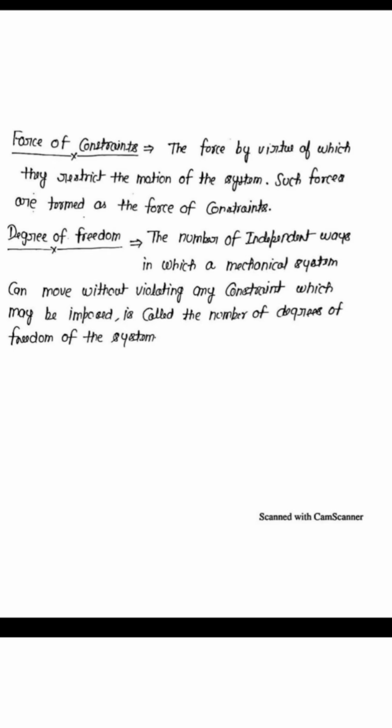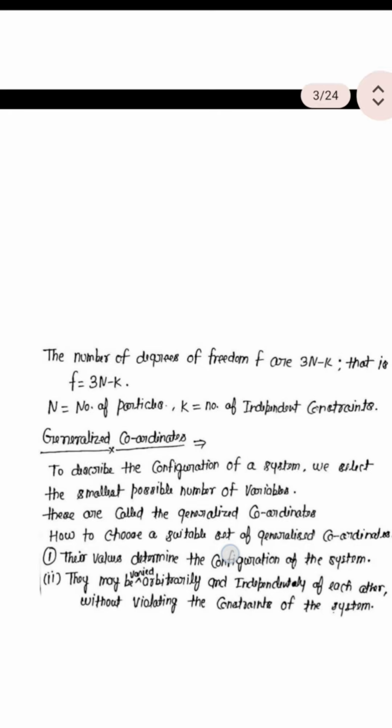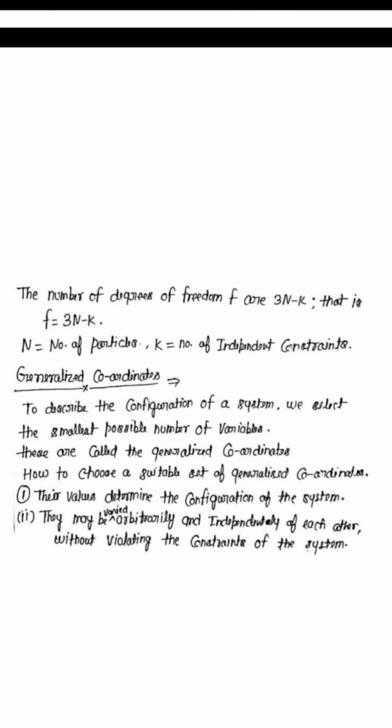फिर है degree of freedom क्या होती है? The number of independent ways in which a mechanical system can move without violating any constraint which may be imposed is called the number of degrees of freedom of a system. फिर है the number of degrees of freedom f is 3n minus k, that is f is equal to 3n minus k, n is equal to number of particles, k is equal to number of independent constraints.